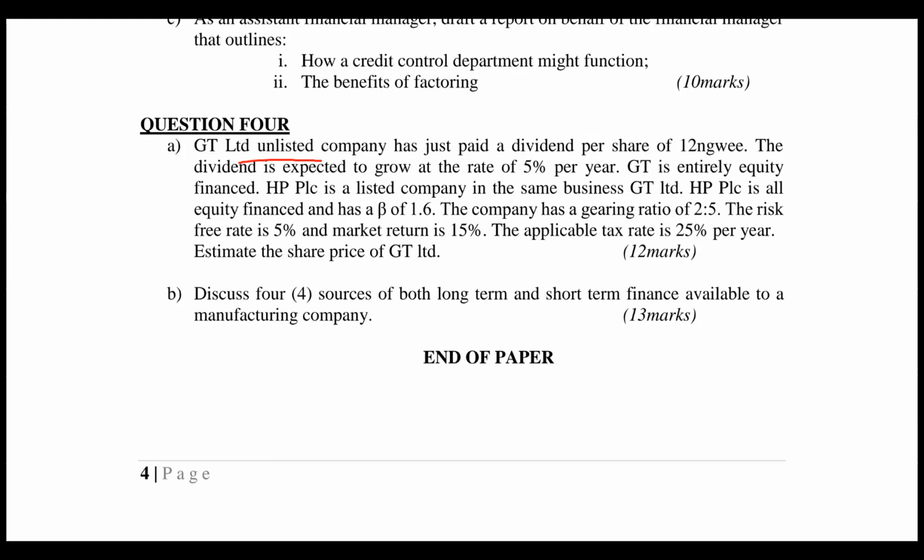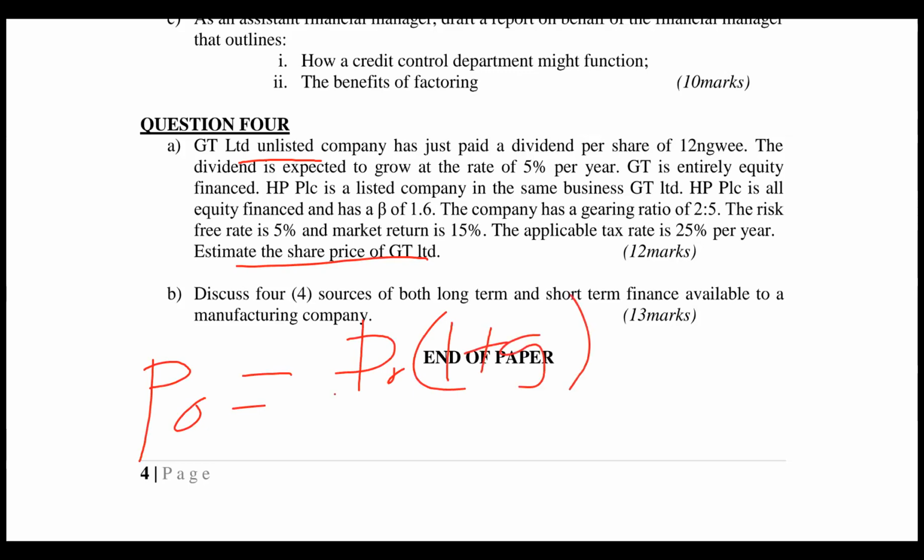So to calculate the share price, we are going to use the dividend growth model. And we know that to use the dividend growth model, the share price shall be given as D naught, which is the ex-dividend that had just been paid, times 1 plus the growth rate, divided by the RE, the return on equity for that company, minus the growth rate.